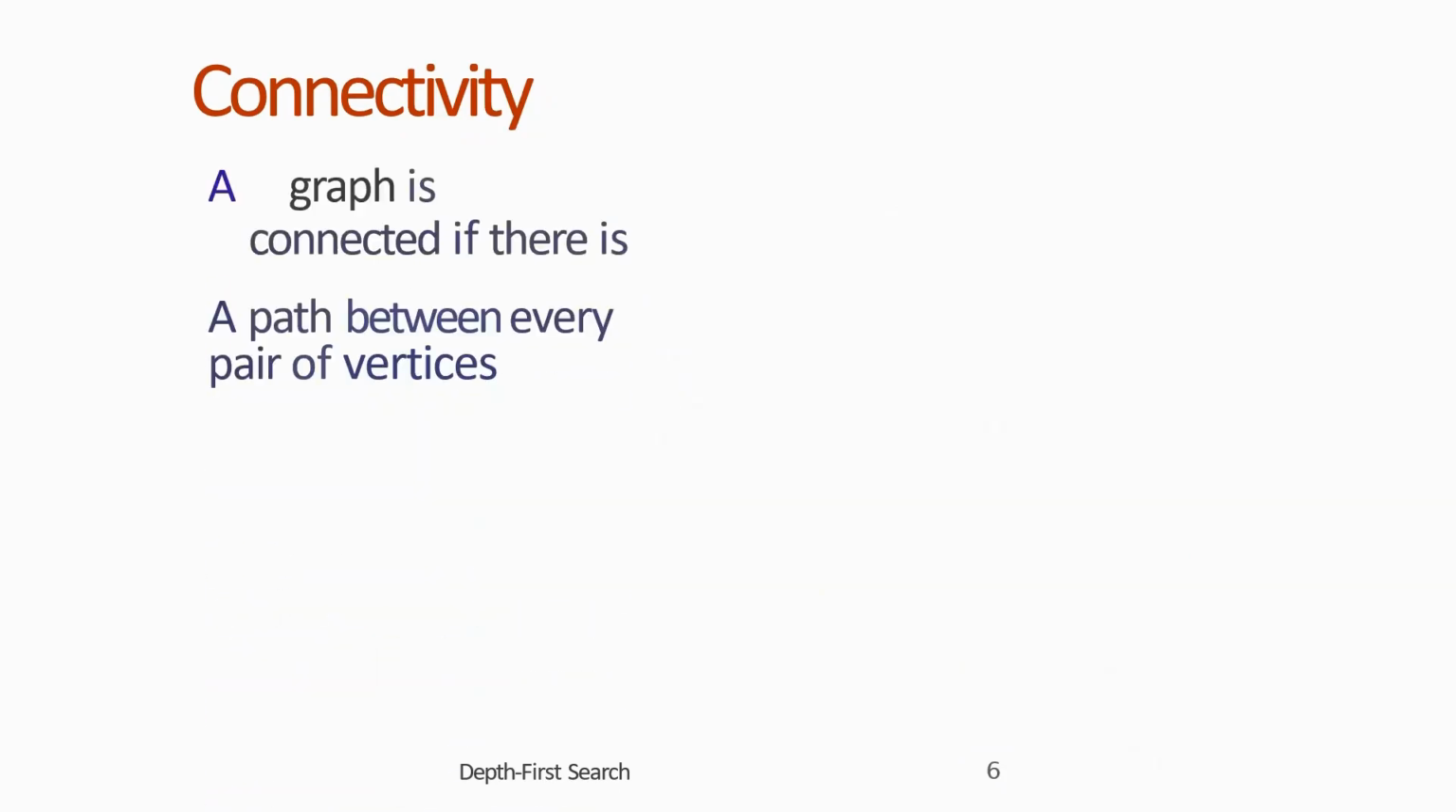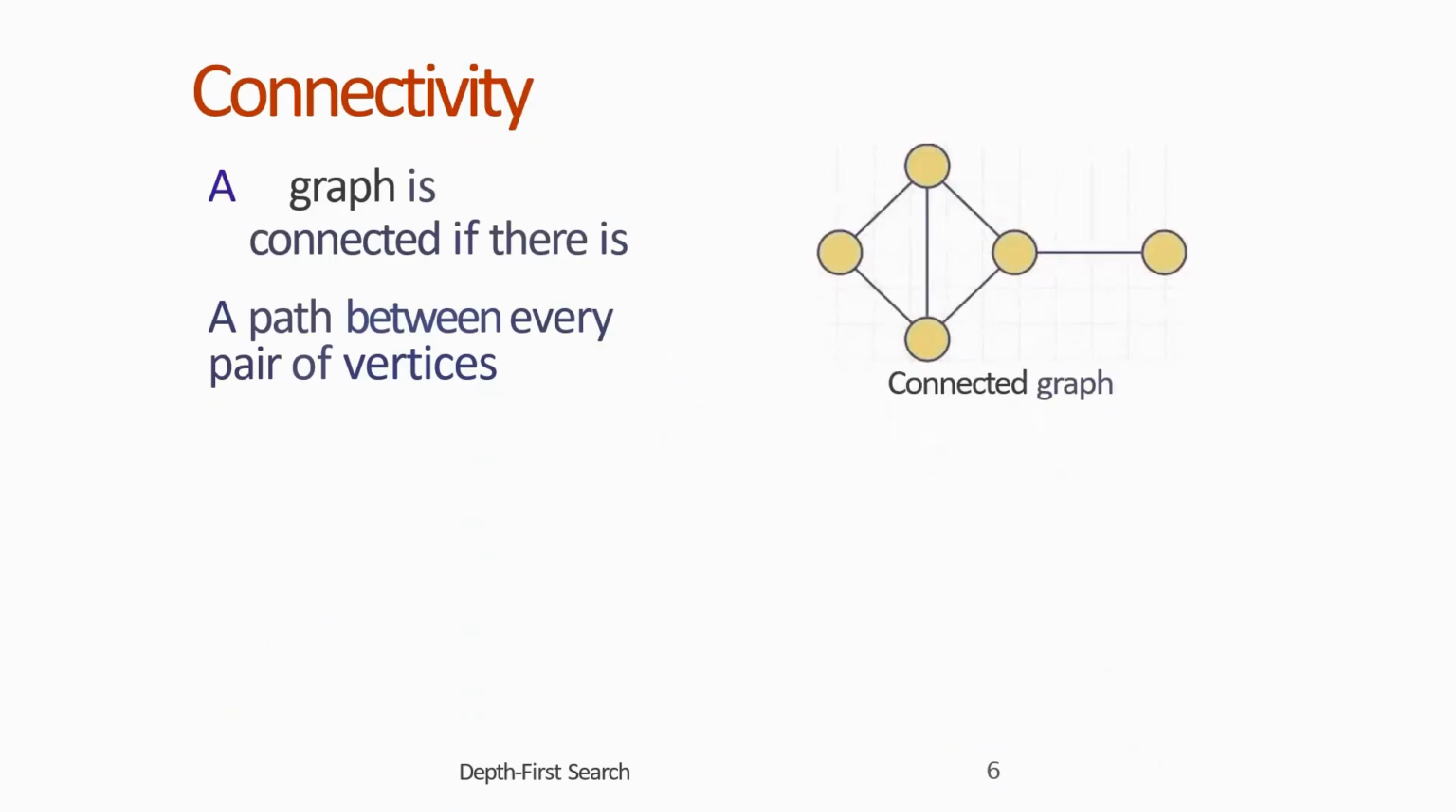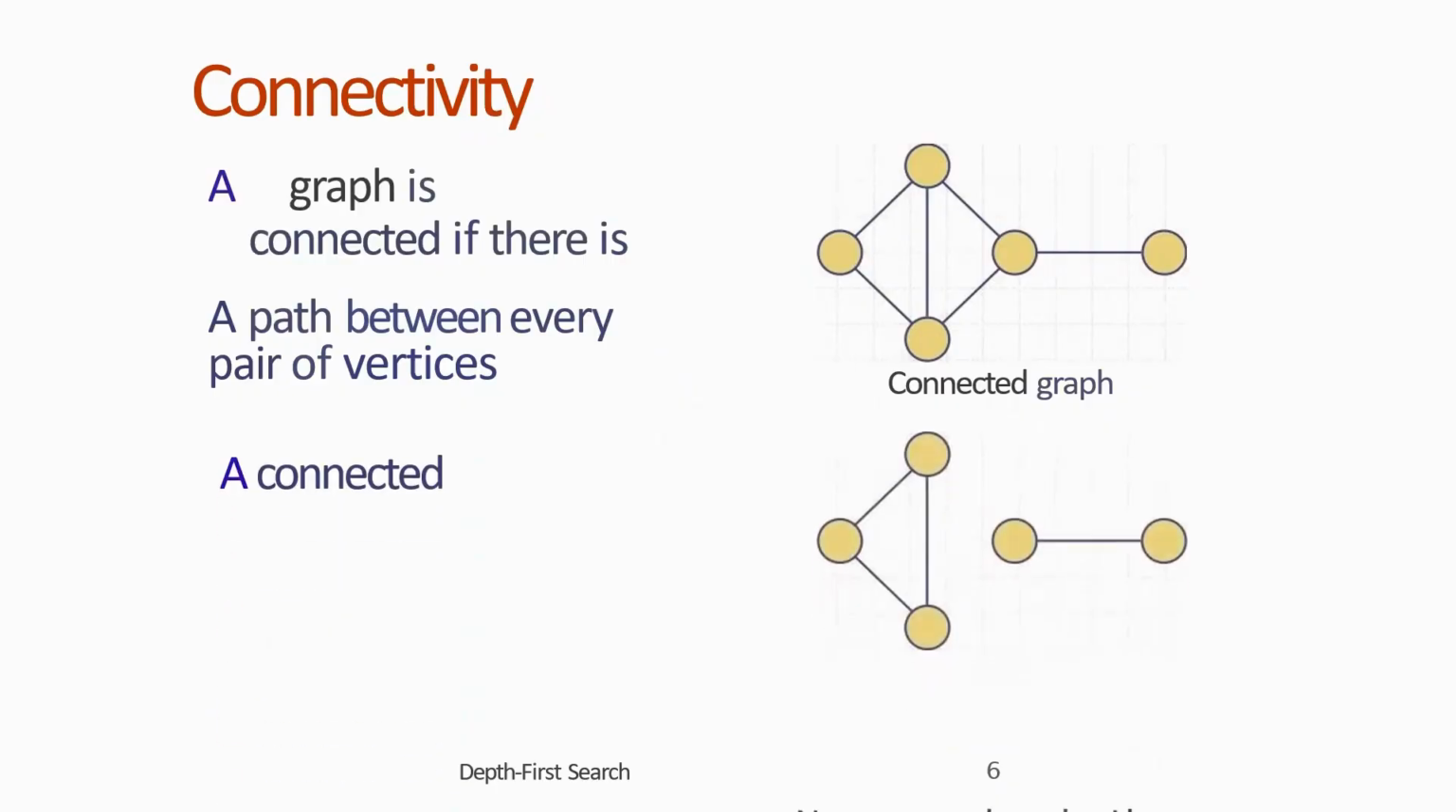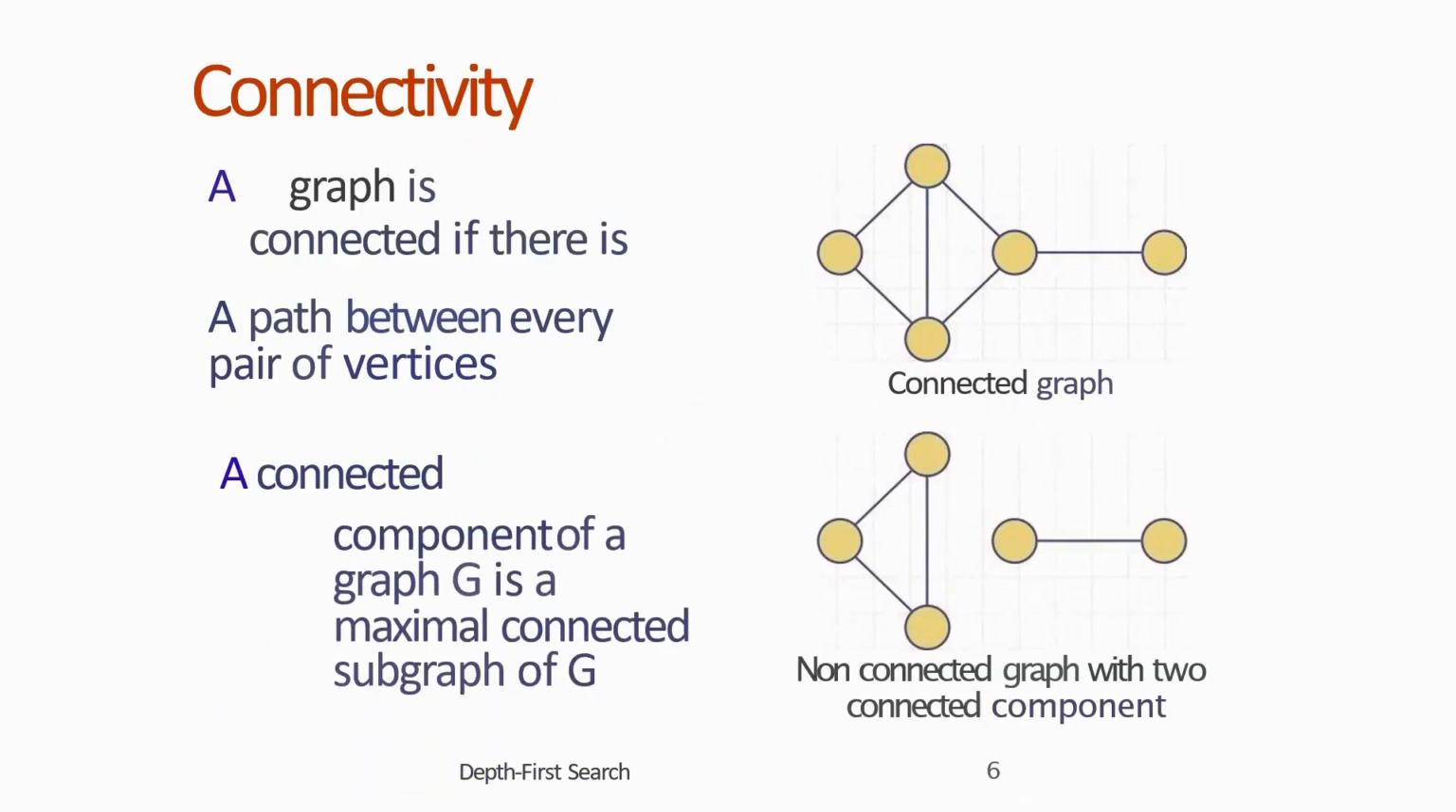So what is connectivity? A graph is connected if there is a path between every pair of vertices. Like if you form a circle loop and we have an outer line, there is a path between both vertices. A connected component of a graph G is a maximal connected subgraph of G. Here is a non-connected graph with two connected components, right? We have them separate.